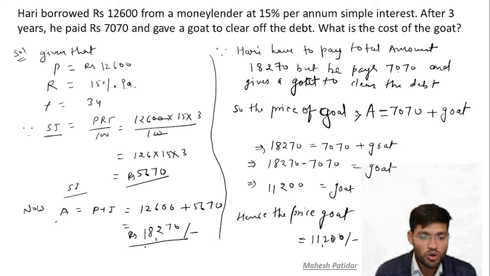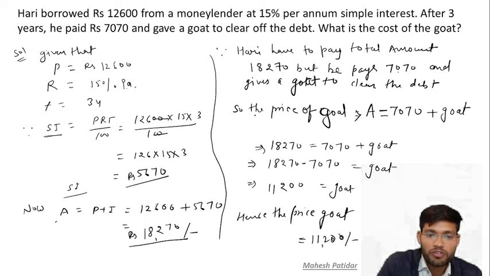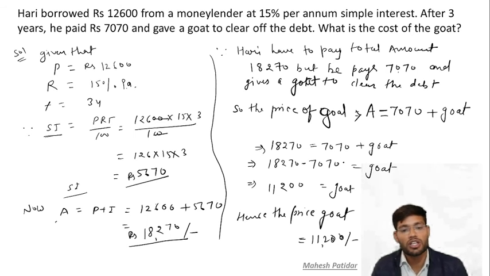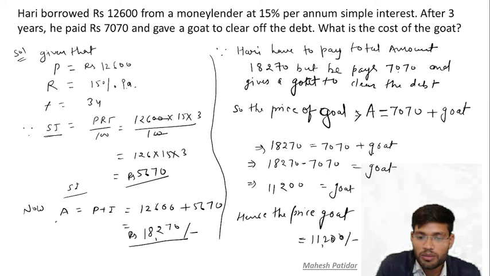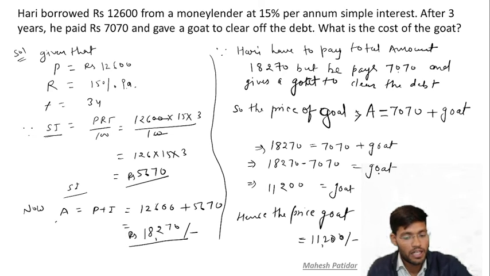So the total amount will become 18,270, and he paid 70, which we deduct from the 18,270, then we get the price of the goat. Okay, clear? Now next question.